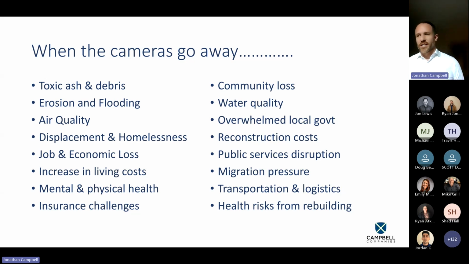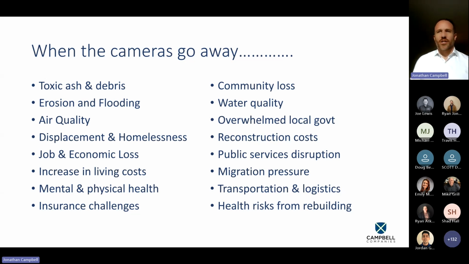You have living costs that went up. You look at the rent prices in LA in the last 2 weeks, and they've just skyrocketed. You have mental and physical challenges. You have insurance challenges. Now, every one of us is going to be paying more in our home insurance because of this fire and because of the hurricane. We're all going to feel the pain there.